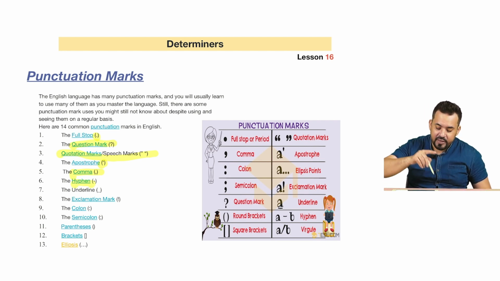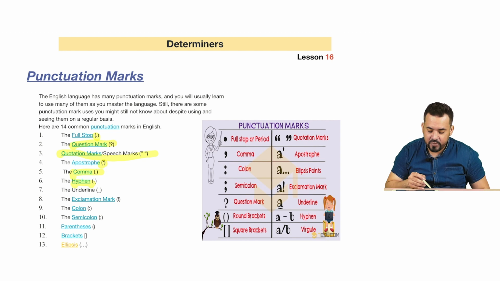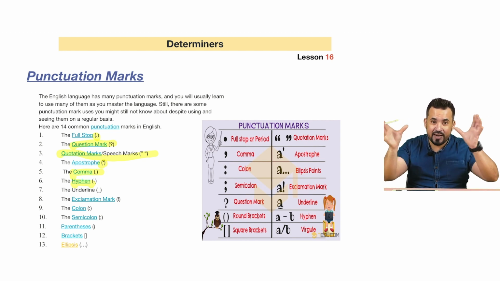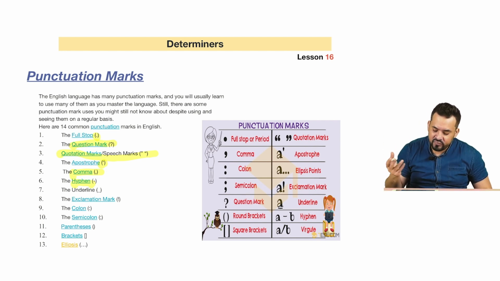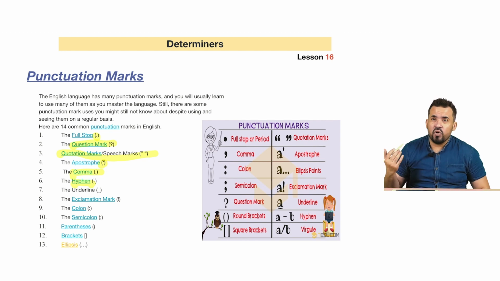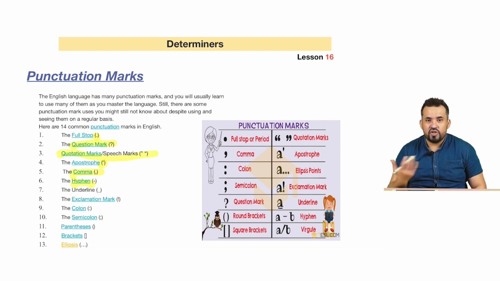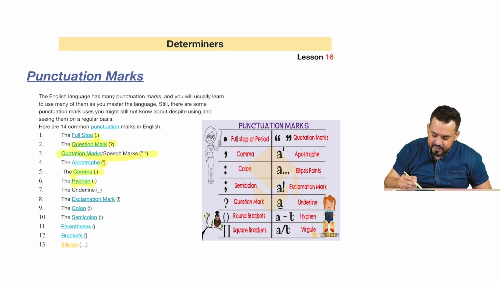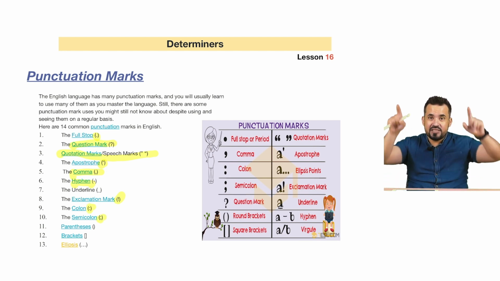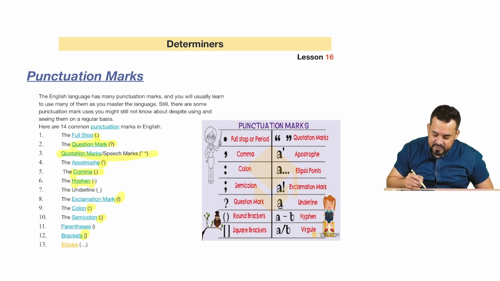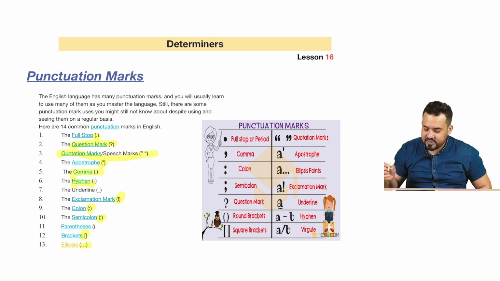A hyphen. We talked about the hyphen. We're going to talk more about the hyphen later. A hyphen is just a dash that, you know, connects or separates two nouns or words. Underline, used in email addresses and some other stuff. Exclamation mark, to show that you are excited or shocked, or to express extreme emotions. Then you have the colon, semicolon, parentheses, which are these. You have brackets, and you have ellipsis.